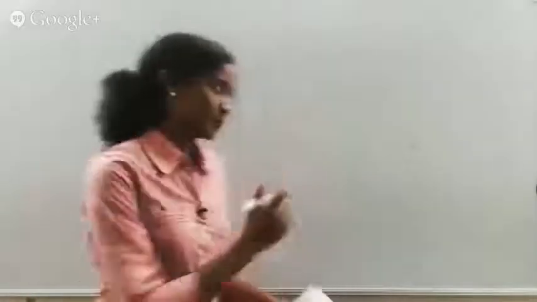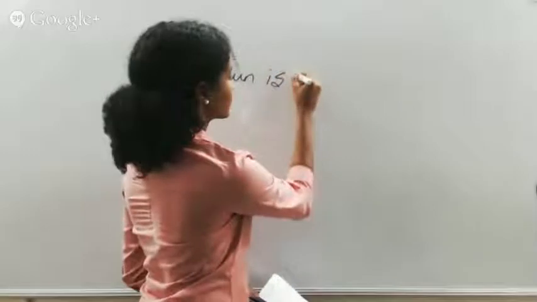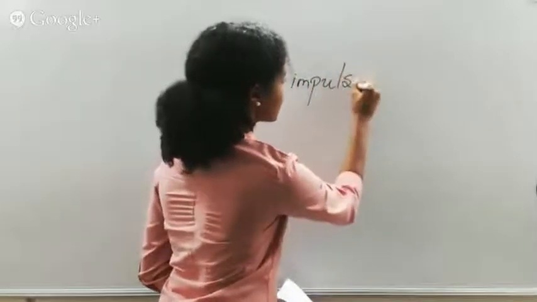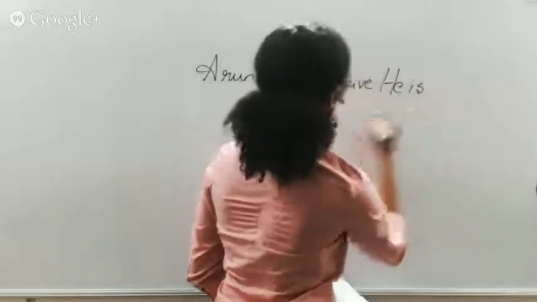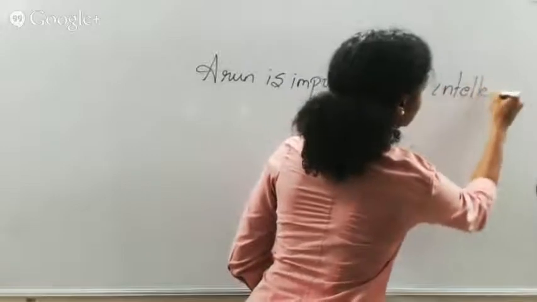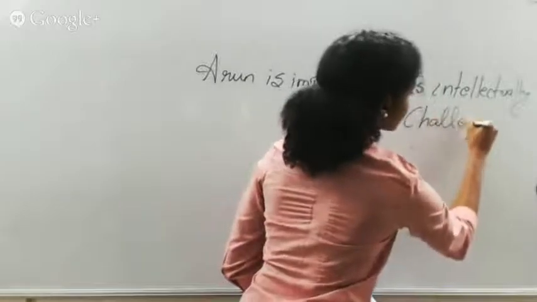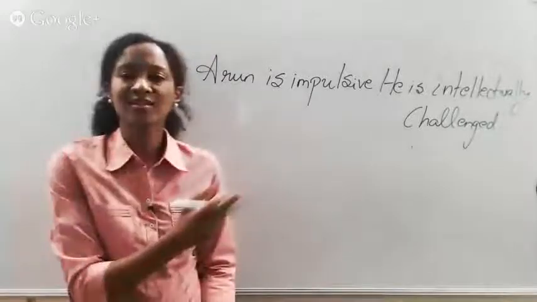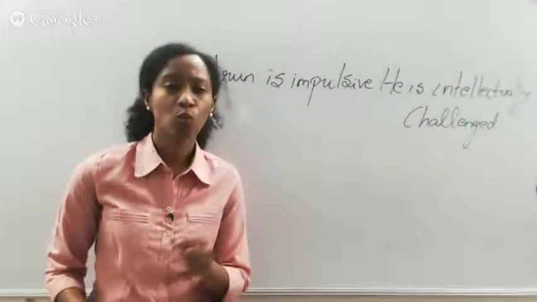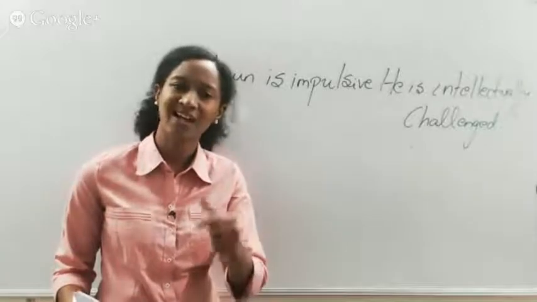Let's look at our first sentence. The sentence reads, Arun is impulsive, he is intellectually challenged. All right, so let's understand our first part of speech. What is his name? Arun, right? The name of a person, animal, place, thing, idea, concept is our noun. You're aware of that.